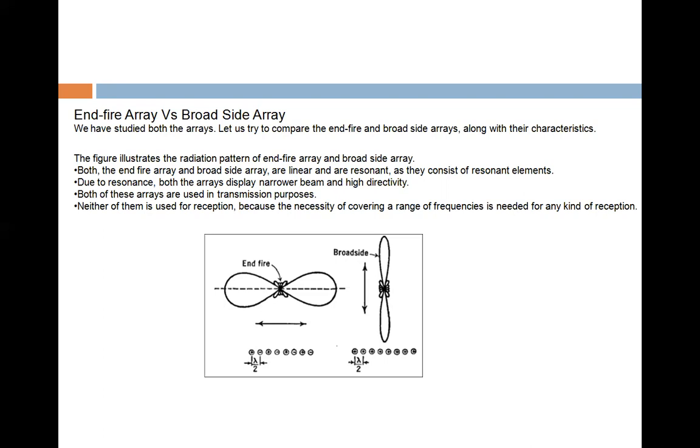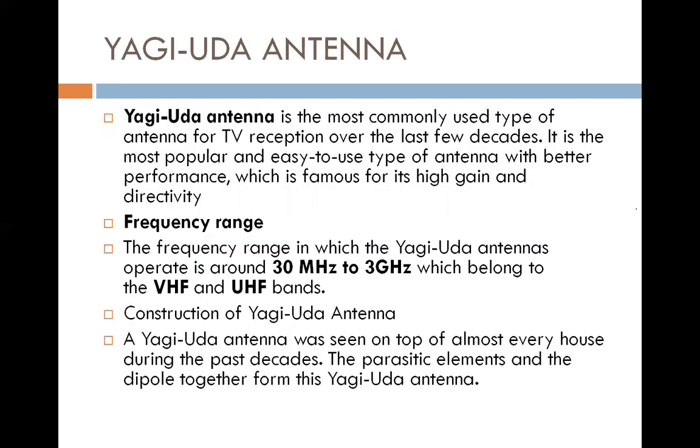Due to resonance, both arrays display a narrow beam and high directivity. Both of these arrays are used for transmission purposes. Neither of them is used for reception because the necessity of covering a range of frequencies is needed for any kind of reception. Next is a Yagi Uda antenna.